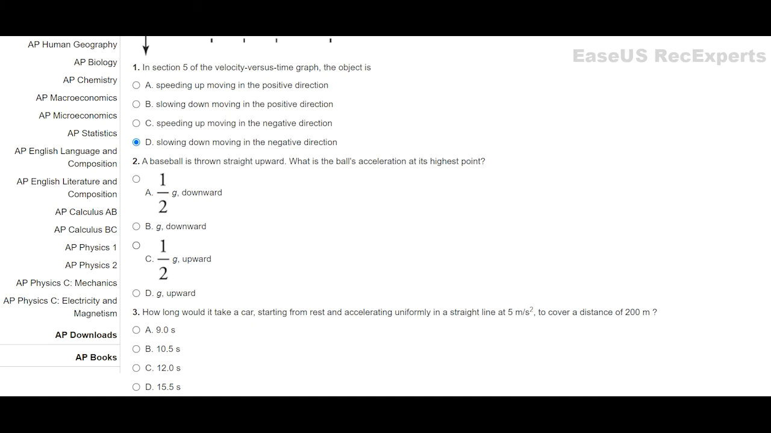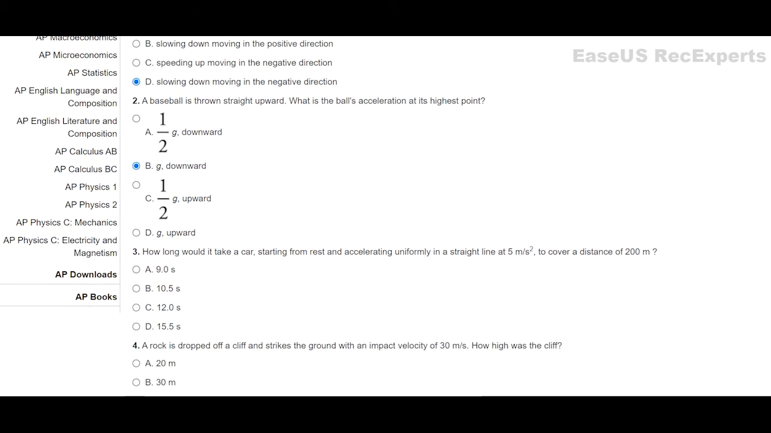Now we can cancel out a and c from that, and we're trying to find out if it is upward or downward. Well, because the ball is thrown straight upward, we're assuming that gravity is pulling it toward the center of the earth, which in this case would be downward, right? Because if you throw a ball up, it will come back down, right? So you would choose B for this one.